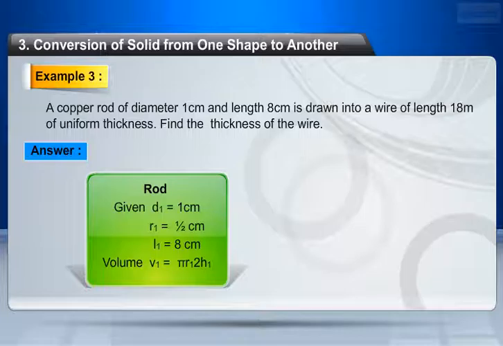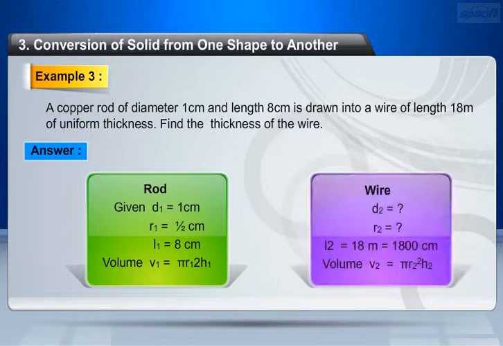As we know that the copper rod is in the shape of a cylinder, we have volume of copper rod V1 equals pi R1 square into H1. And the given dimensions of wire: length L2 equals 18 meter equals 1800 centimeters. We need to find the diameter D2, that is, thickness of the wire, and also radius R2 of the wire, in order to compare the volumes. As wire is also in the shape of a cylinder, we have volume of wire V2 equals pi R2 square into H2. Therefore, volume V1, that is, volume of copper rod equals pi R1 square into H1.